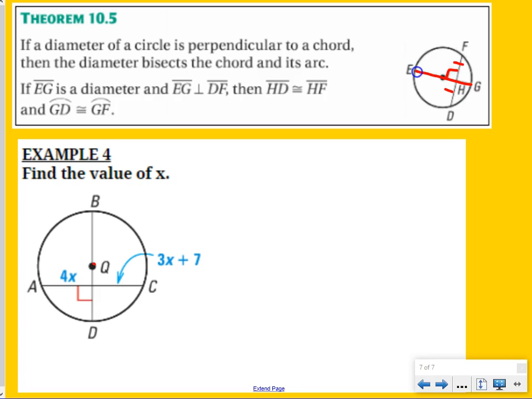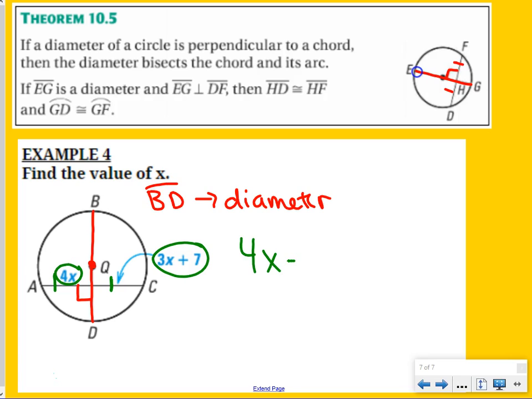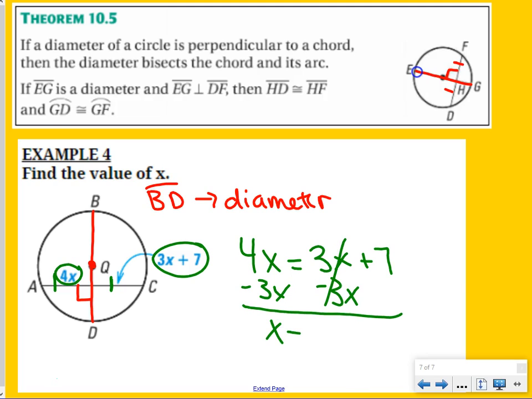If we look, we have a chord that's going through the midpoint, or through the center, of your circle. So we can say that BD is a diameter. It also is forming a right angle with the chord. So since we have a diameter and a right angle, we can say that this segment and this segment are congruent, which means their measures are the same. So we can say that 4x is equal to 3x plus 7. Solve for x. We get 1x, or just x, equals 7.